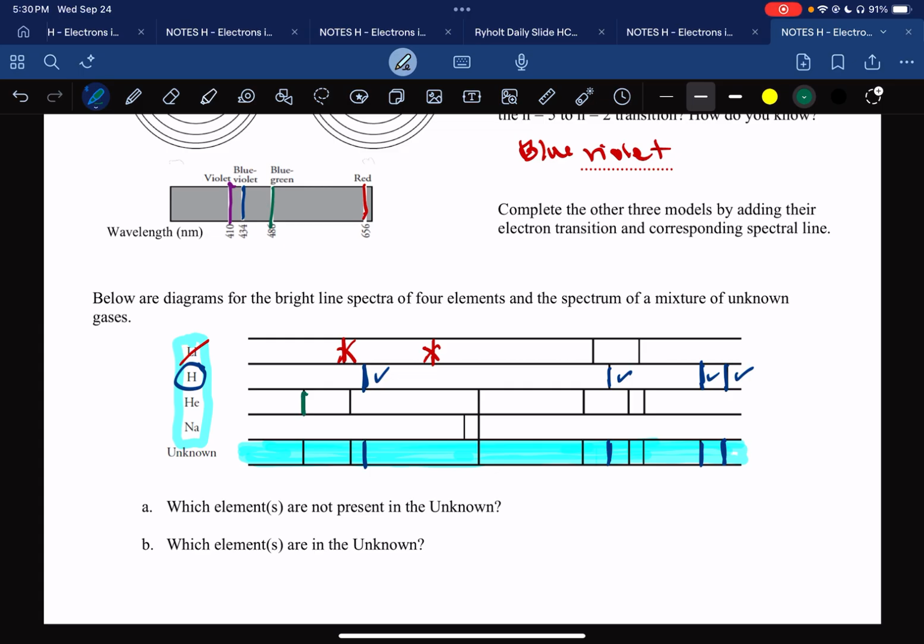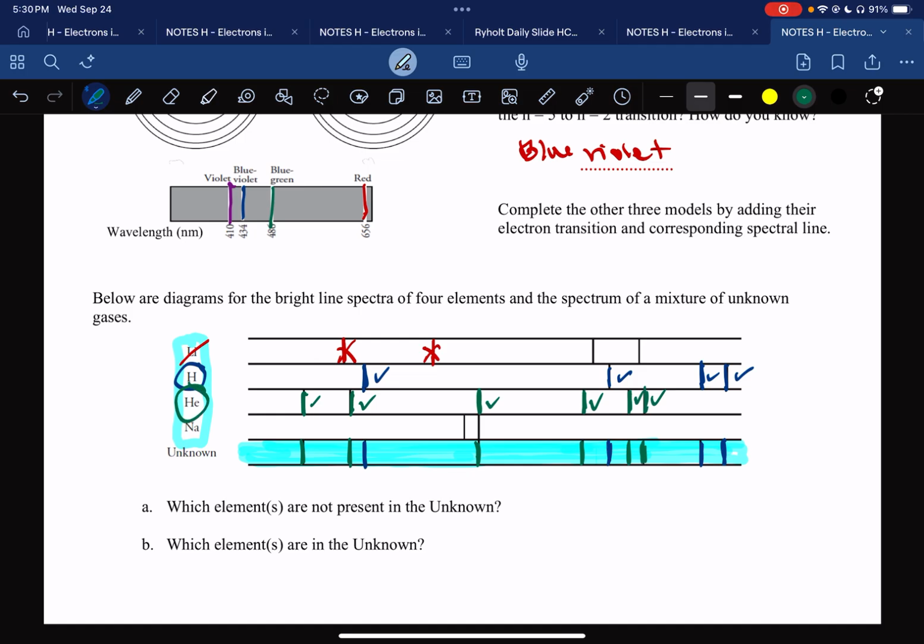Okay, let's look at helium. Helium has a line here, and so does our sample. Helium has a line here, so does our sample. And this one as well, this one as well, this one as well, and this one as well. And so we know also that helium has to be in our sample.